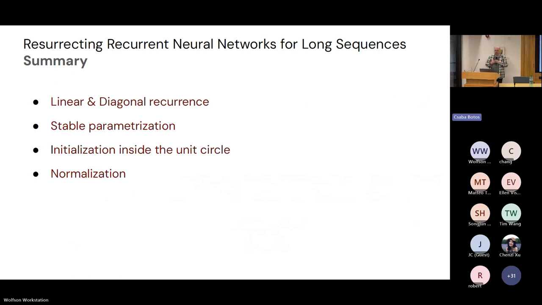Summary. When we looked at this, what we found is that the reason SSMs work really well is because they're exploiting the linearity and the fact that it's diagonal. And this is exploited to parameterize the model to be stable by construction, give you a good insight of how to initialize them, and make them scalable.